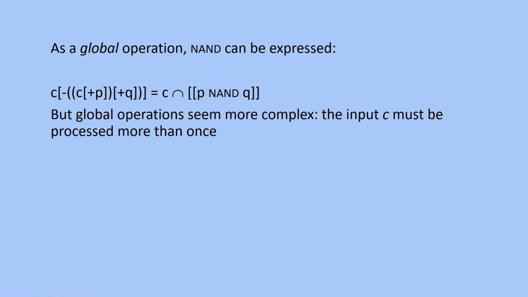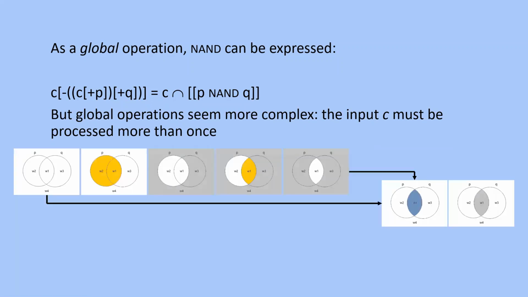However, global operations of this kind do seem more complex. The input must be processed more than once, in particular. So this is a representation of how NAND works out. First you calculate your conjunction, and then you zoom in on this information set that you have arrived at, and you push the worlds in this information set down in the ranking of the initial context. That gives you NAND.